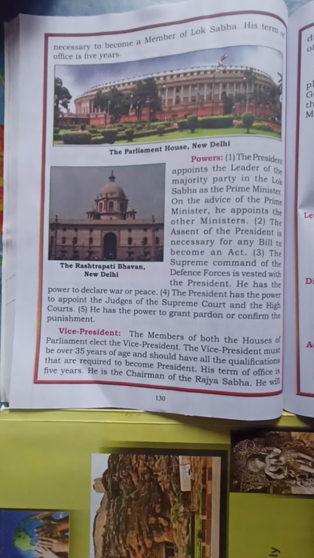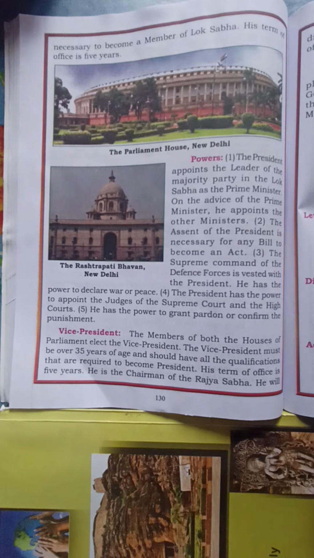Next comes the vice president. The members of both the houses of the parliament elect the vice president. So, the members of both the houses of the parliament elect the vice president. The vice president must be over 35 years of age. So, how old should he be? 35 years of age and should have all the qualifications.